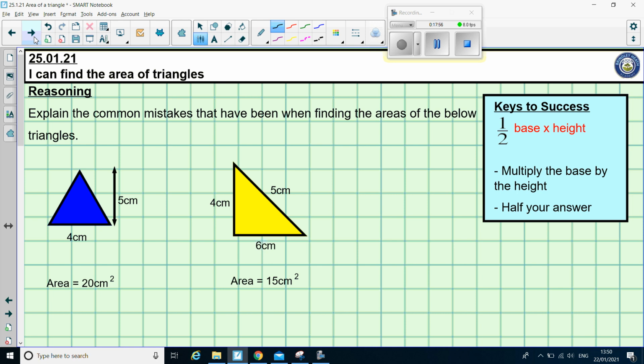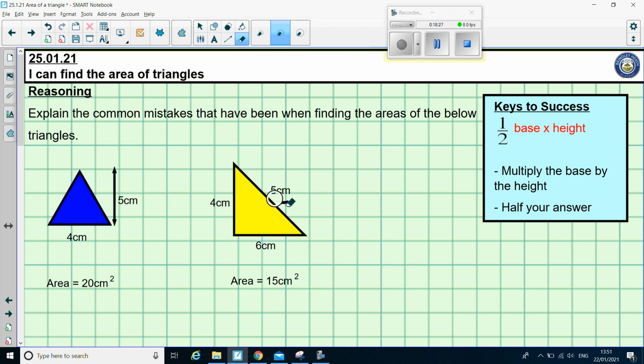Okay, the person who's found the area of the yellow triangle, they have done 6 times 5, which is 30, and halved it to give 15. But remember here, this 5 centimetres, that's not the height of the triangle, is it? That's the length of one of the sides. So what they should have done is done 4 times 6, which is 24, and then half that, which would give the answer 12 centimetres squared. So both of these people have made some common mistakes.